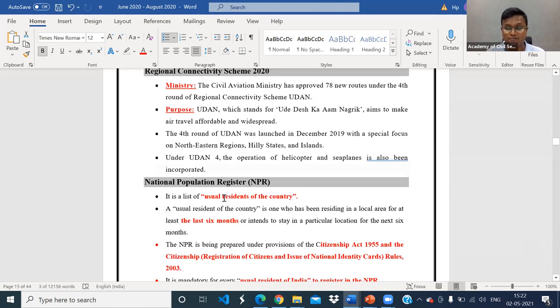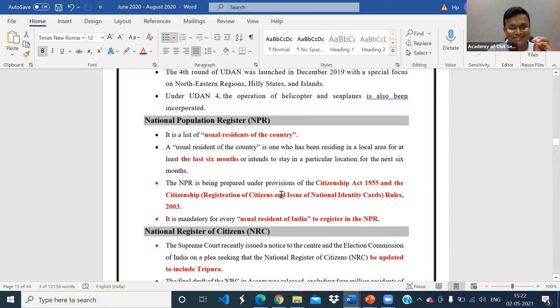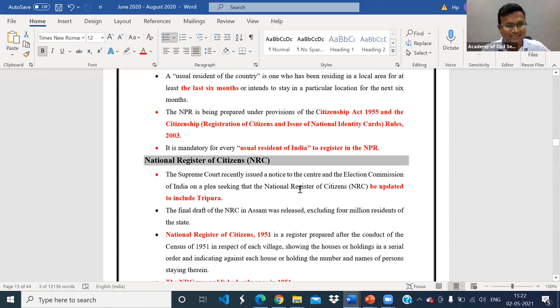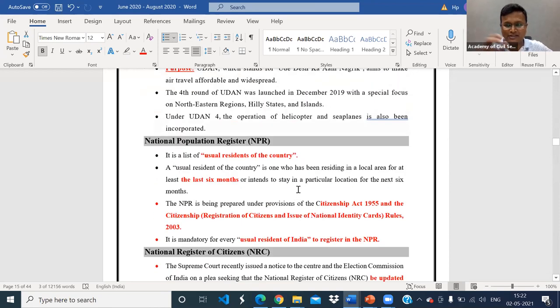National Population Register. It was a controversy recently. It was in the news. Yes, National Population Register, National Register of Citizens, NRC, CAA, everything was taken together. What is the difference between these? Listen carefully to the difference. National Population Register is the register of the usual residents in the country.